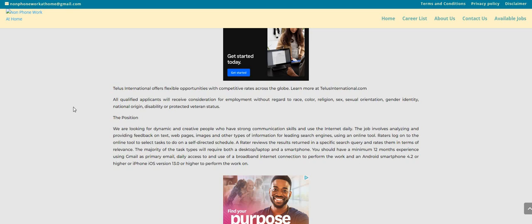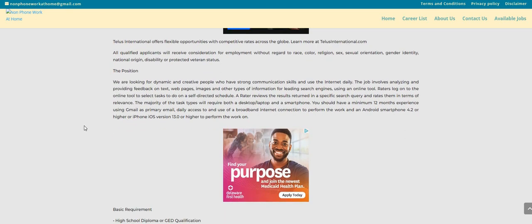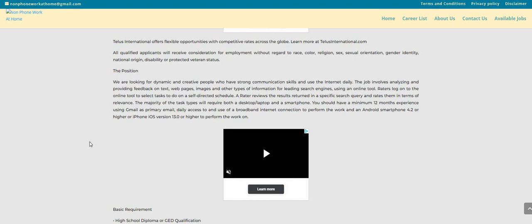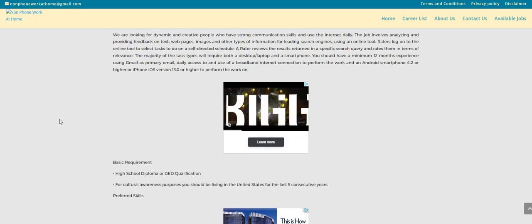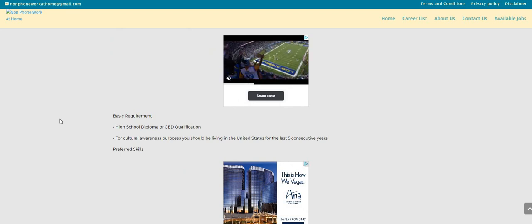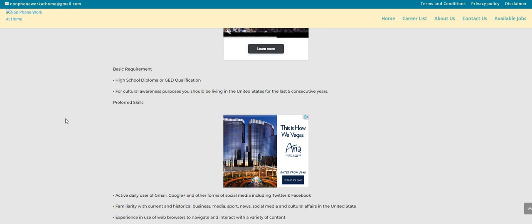Now, the position states as follows. We are looking for dynamic and creative people who have strong communication skills, and you are someone that uses the internet daily. The job involves analyzing and providing feedback on text, web pages, images, and other types of information for leading search engines. This is a 1099 position, guys. You will need to have a high school diploma or a GED. You don't need any type of experience to apply for this position, however, there is an exam involved. The pay is $14 an hour.